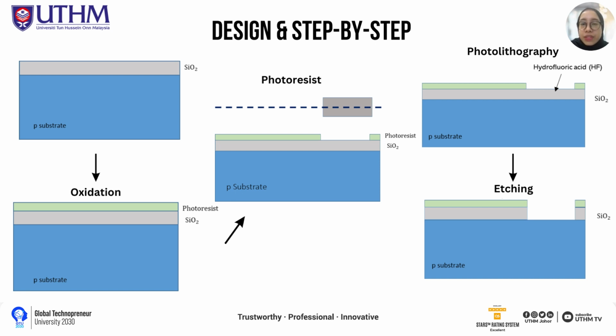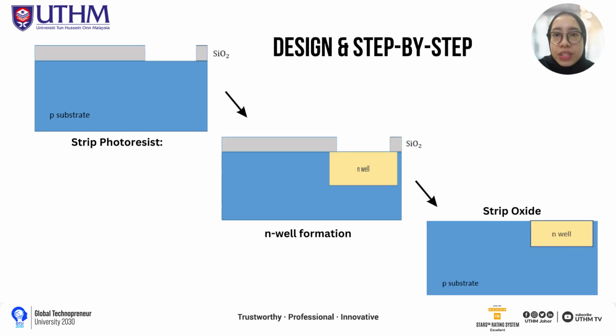Next, step 5 is etching. Remove with the help of chemicals, that is hydrofluoric acid, which only attacks the oxide where it has been exposed. For step 6, the process is strip photoresist. The remaining photoresist will be stripped off. Next, step 7 is N-well formation. The diffusion process will be used to make the N-well on the right side of the wafer, but we can also use the ion implantation process to create the N-well.